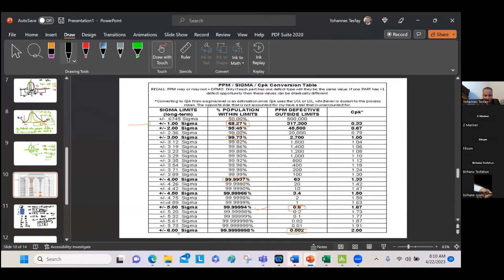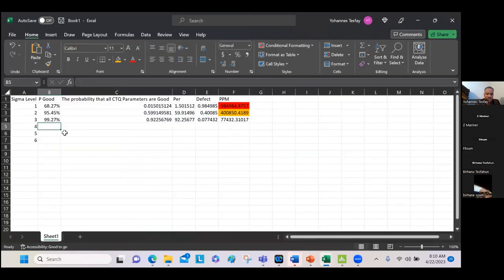Okay, at 4 sigma this is 99.9937. Okay, 99.9937, just like that. You see? So let me drag this one, and let me drag this one, and this one, just like that.